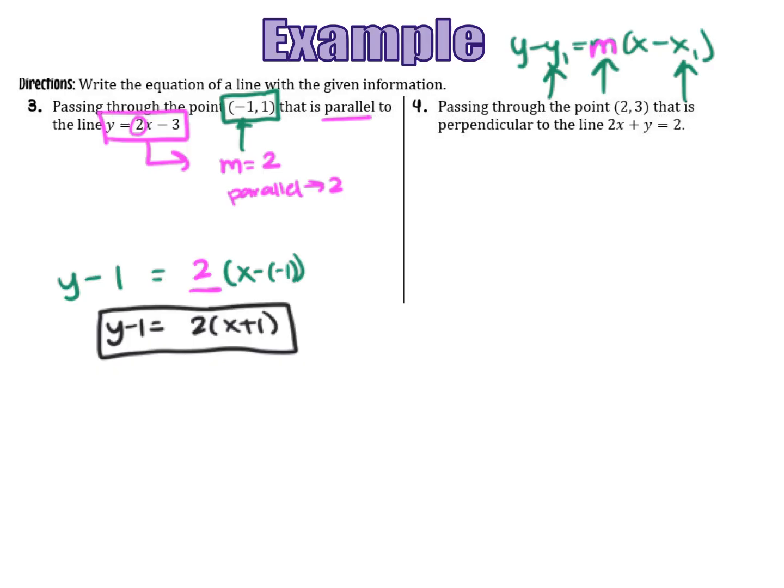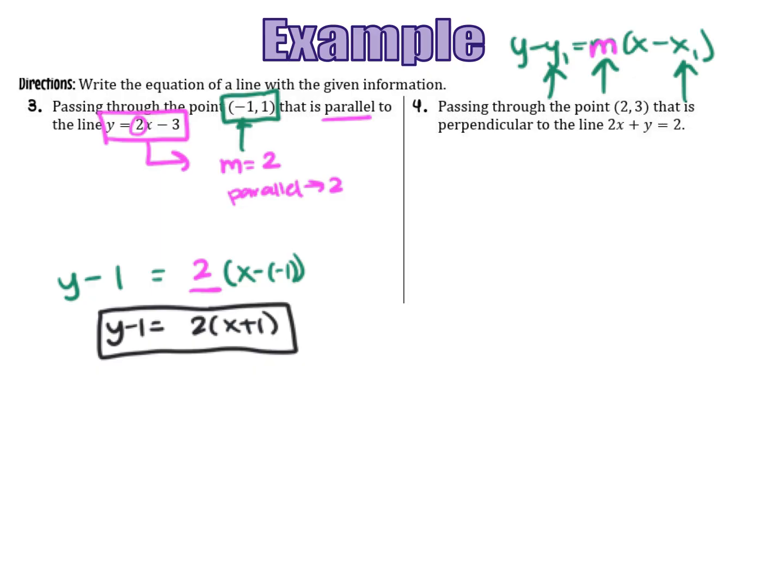There is no reason for you to distribute and combine like terms and move this 1 over and isolate y if all we're being asked to do is write the equation of a line. We should stop right here. Unless you're being told to put something in slope-intercept form, it doesn't benefit you to do so. Slope-intercept form is great when we are graphing, but when we're just writing the equation of a line, just stop here.